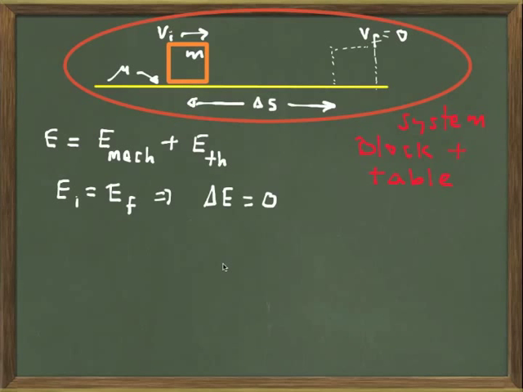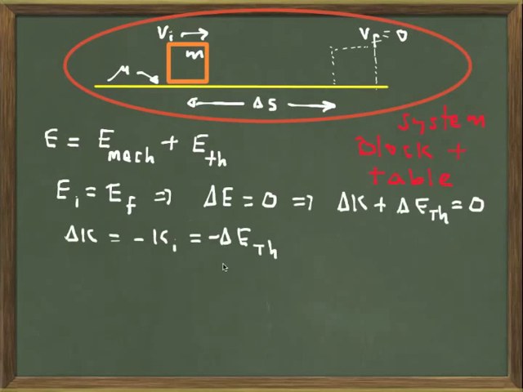If that is your new system, you're including the table in your calculations. The table is no longer an external actor putting forces on the block. If the table is part of your system, you can say that the initial energy is equal to the final energy: what you lost in kinetic energy, you gained in thermal energy. Delta K plus delta thermal energy should be equal to 0. Therefore, if you lose kinetic energy, which you did, you gain thermal energy. The objects will be warmer than before. That's what that equation is saying.